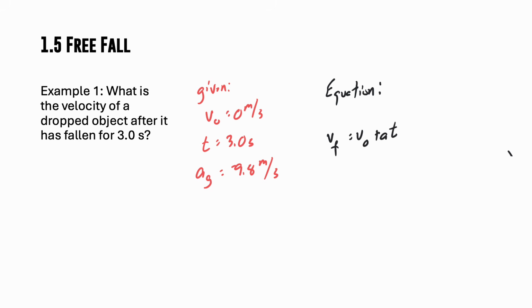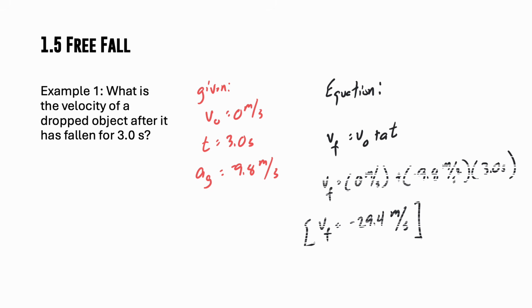Shame on me. The equation that is most appropriate here is VF equals V naught plus AT. One thing to note: all of those kinematic equations that we have learned how to use are valid for free fall and in that direction. So I plug everything in. VF equals 0 plus negative 9.8 meters per second squared times my time.